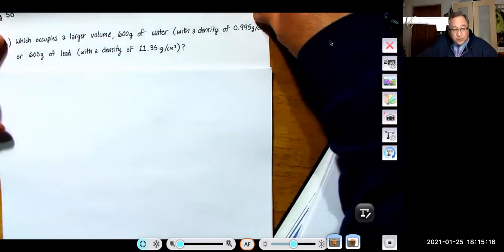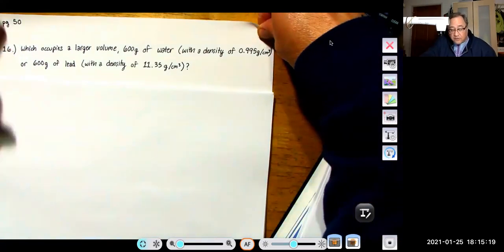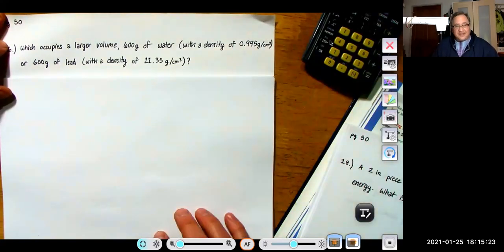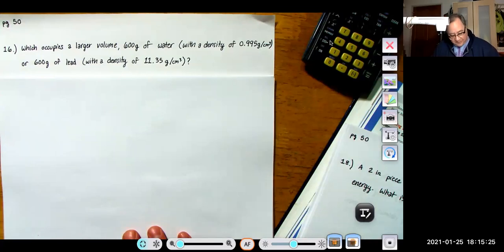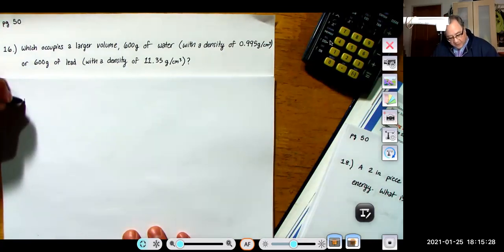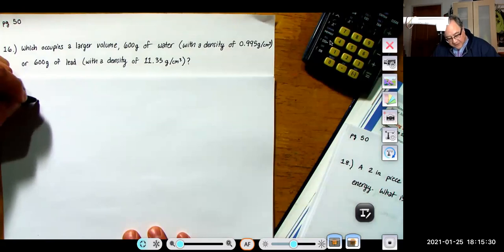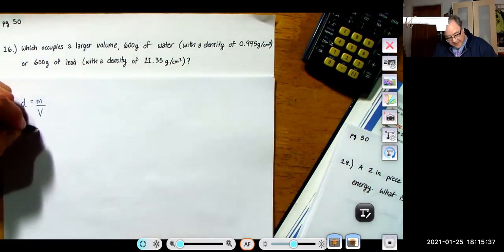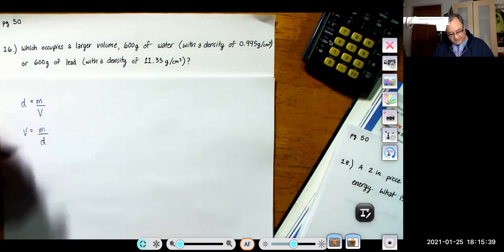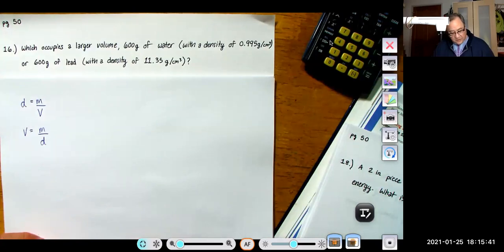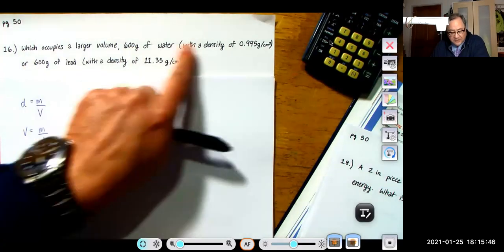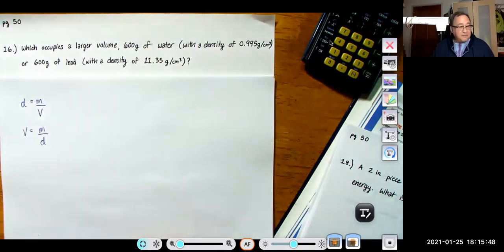Notice that the question is which occupies a larger volume. They don't actually ask you for the volume. They said which is a larger volume. So one of the things that would help you is if you know that density is mass divided by volume. That means that volume is equal to mass divided by density. So we can calculate the volume of each of these based on their density and their mass.